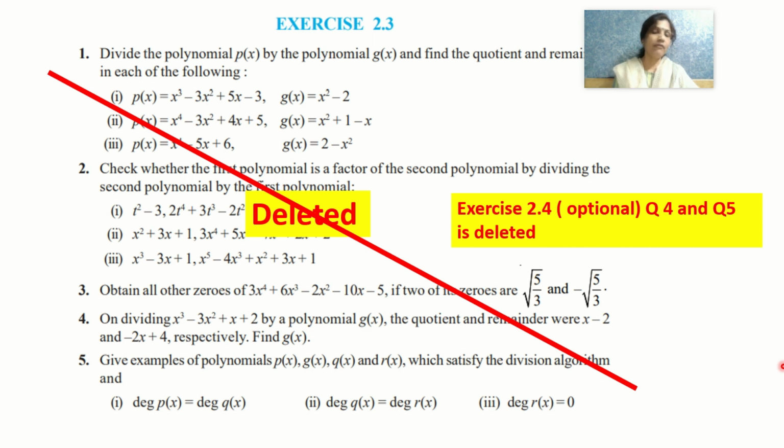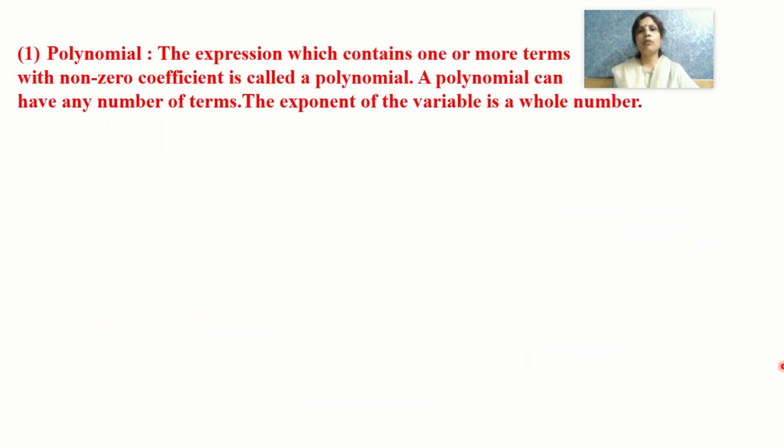Now let's begin with what we have in the chapter, and we will begin with the meaning of polynomials first. All of us have studied algebraic expressions in the previous classes. So an algebraic expression which contains one or more terms with non-zero coefficients is called a polynomial. A polynomial can have any number of terms, and that is the reason it's given the name poly. Poly means many. So a polynomial can have any number of terms, and the exponent of the variable is a whole number. This is very important, that the power of the variable, or the exponent of the variable, has to be a whole number.